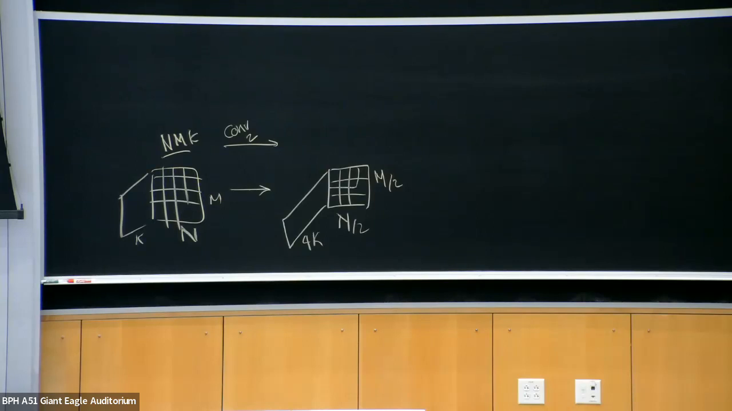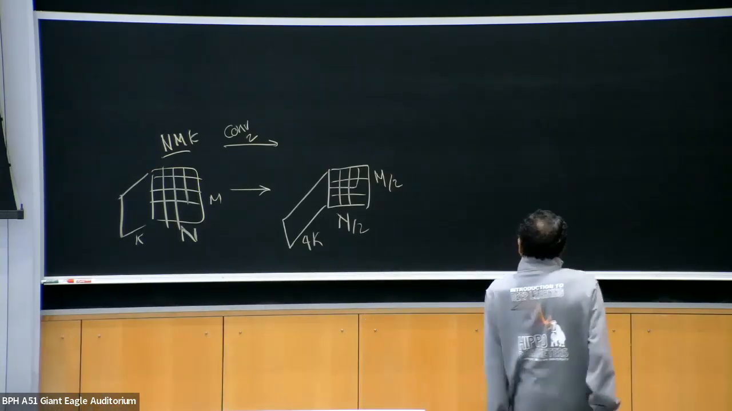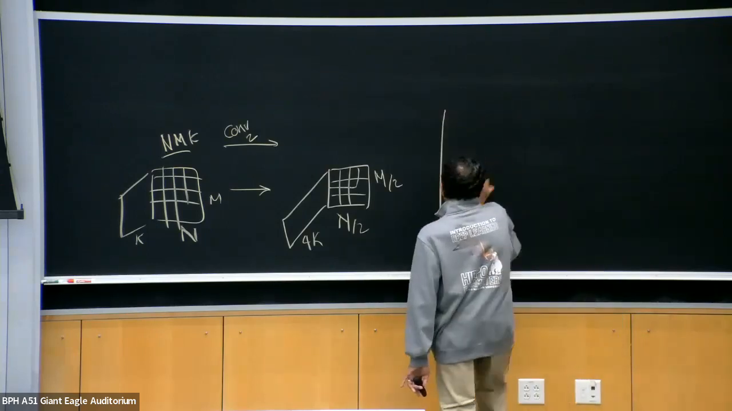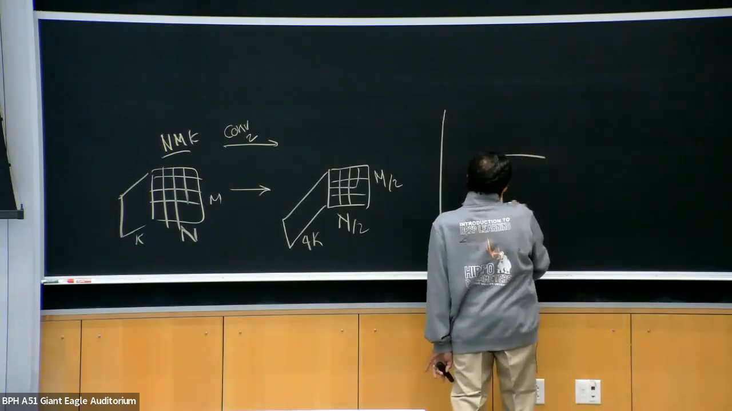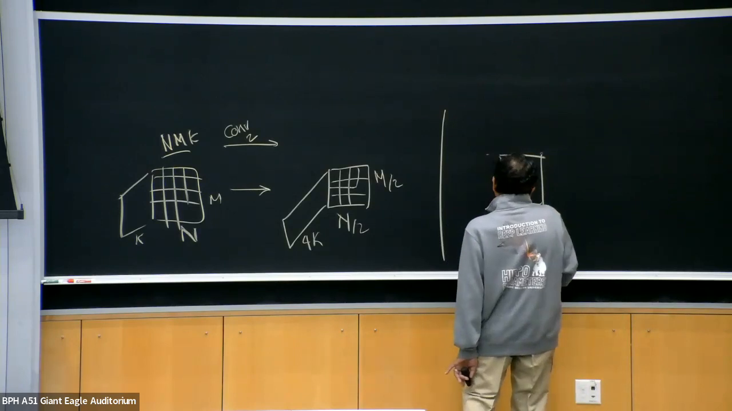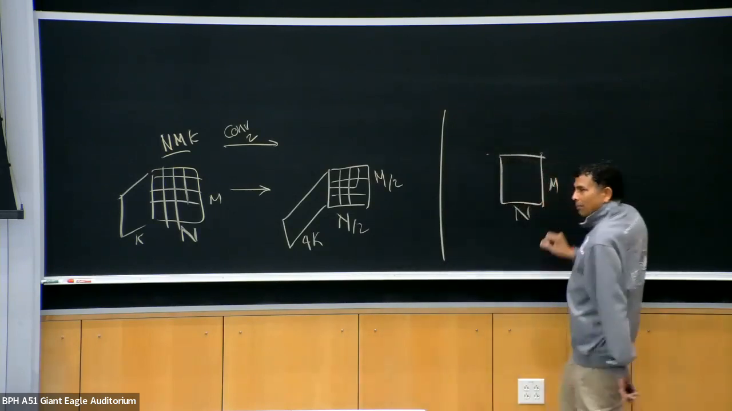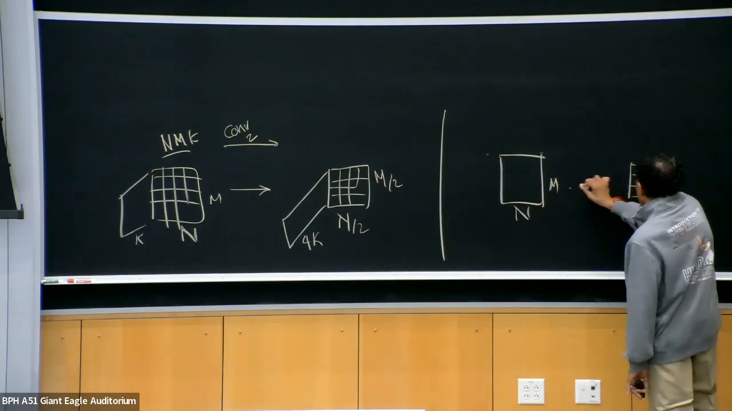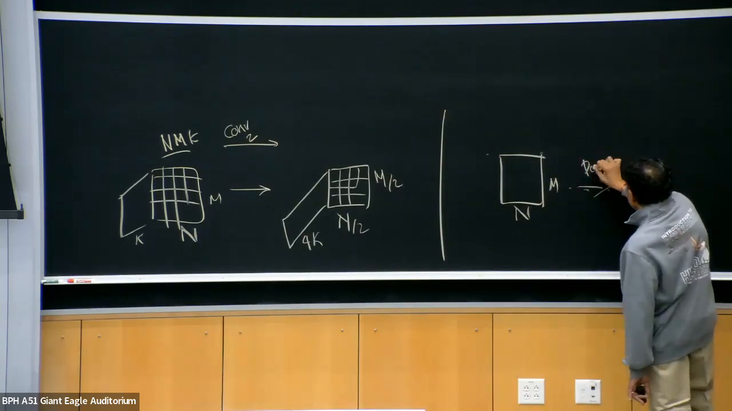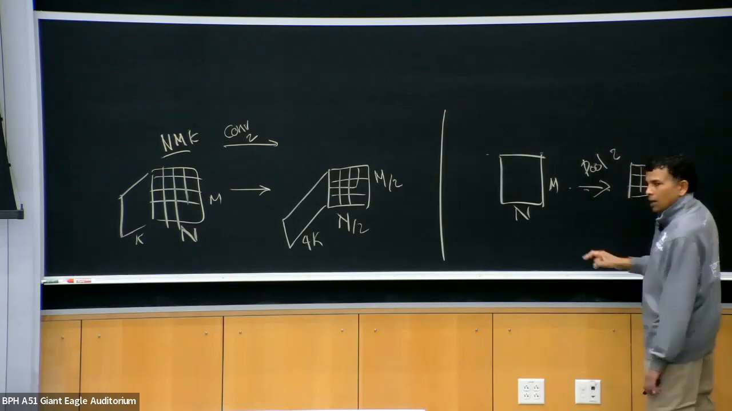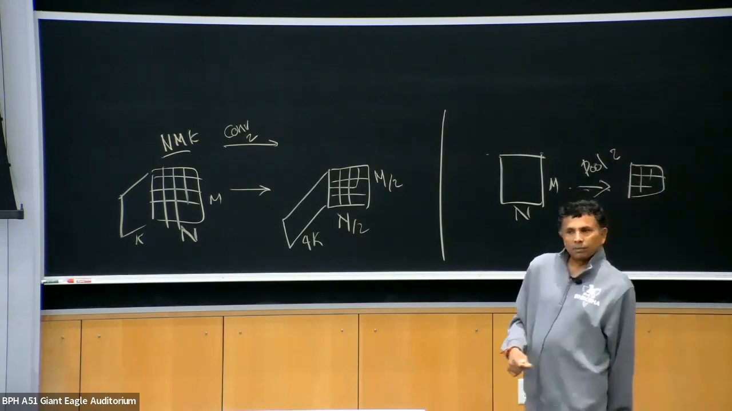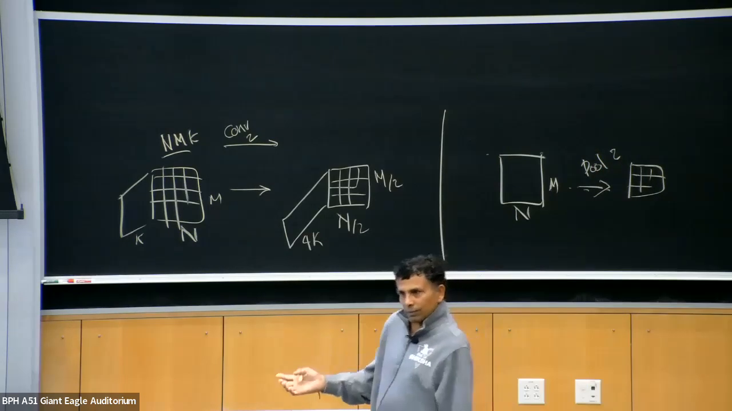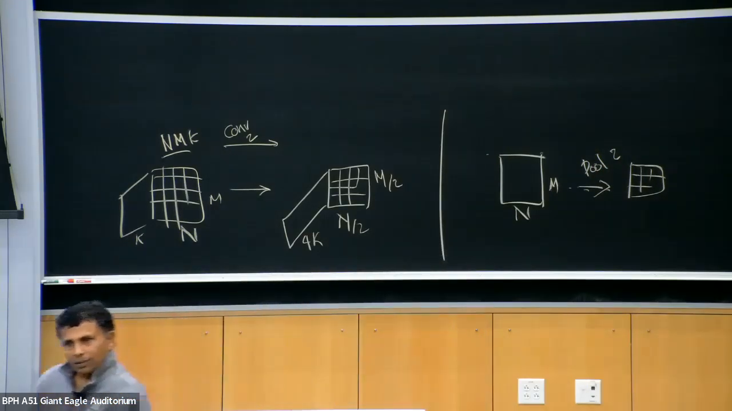Now, I may not perform convolution with stride 2. I may perform convolution with stride 1 so that the output remains n cross m. But then I follow this by pooling with stride 2. How many channels must I have?